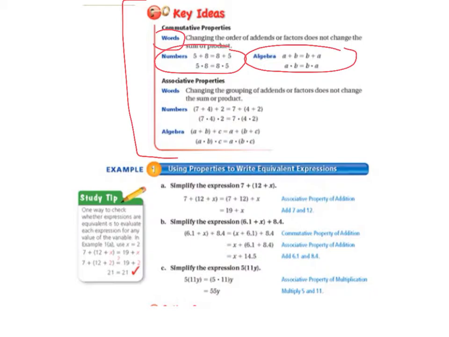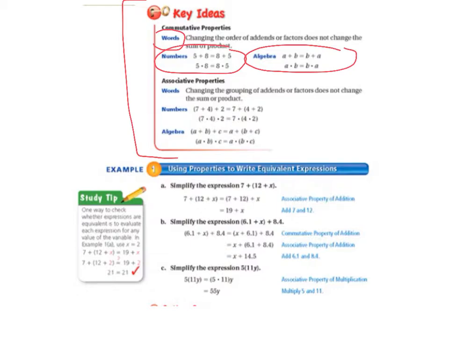Now we'll take a look at example 1. Using properties to write equivalent expressions. And remember from your note-taking, equivalent expressions have the same value. So let's look at letter A. Simplify the expression 7 plus 12 plus x.